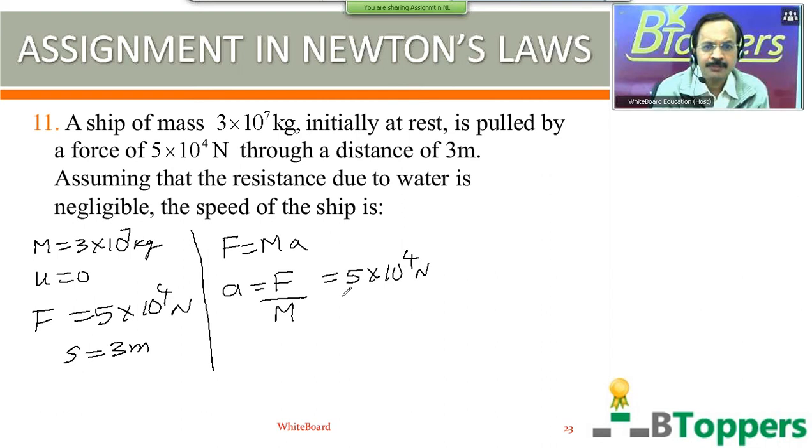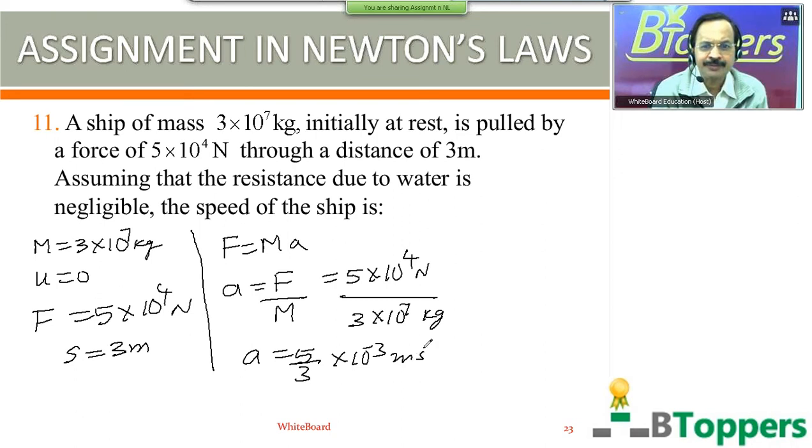Magnitude of external force is 5 into 10 power 5 newtons. Magnitude of the acceleration is 3 into 10 to the power 7. The mass is 3 into 10 power 7 kg. So the magnitude of the acceleration you get is 5 by 3 into 10 power minus 3 meter per second square. So initial velocity is 0. Displacement we have to find: final velocity after traveling a distance of 3 meters in the direction of the force.